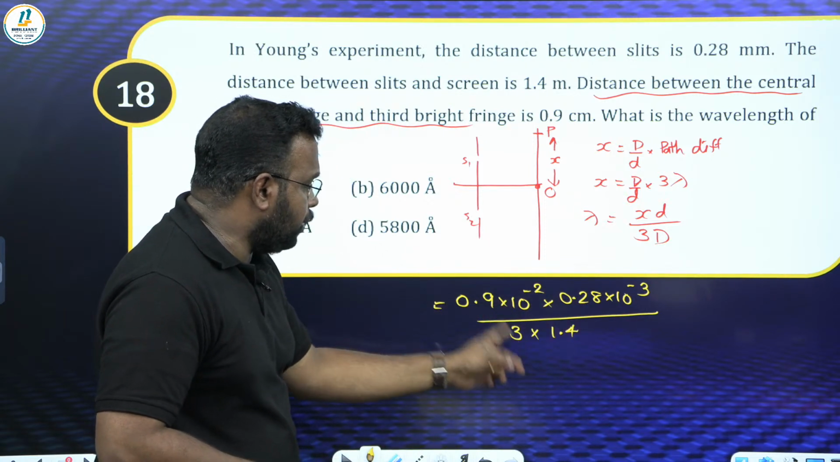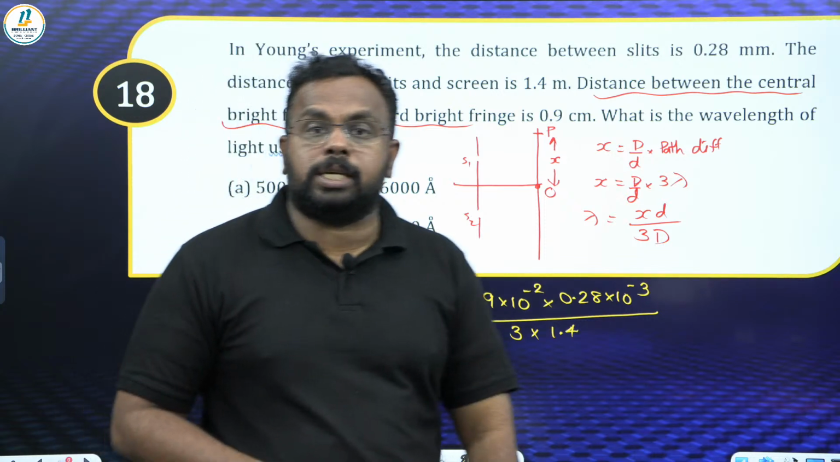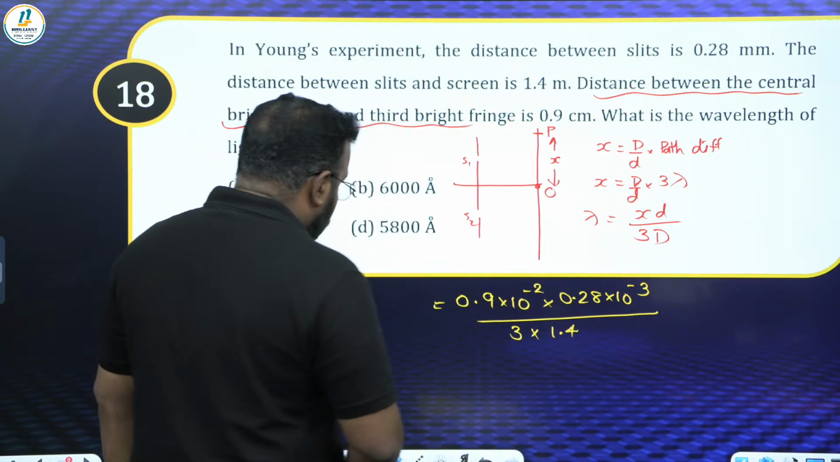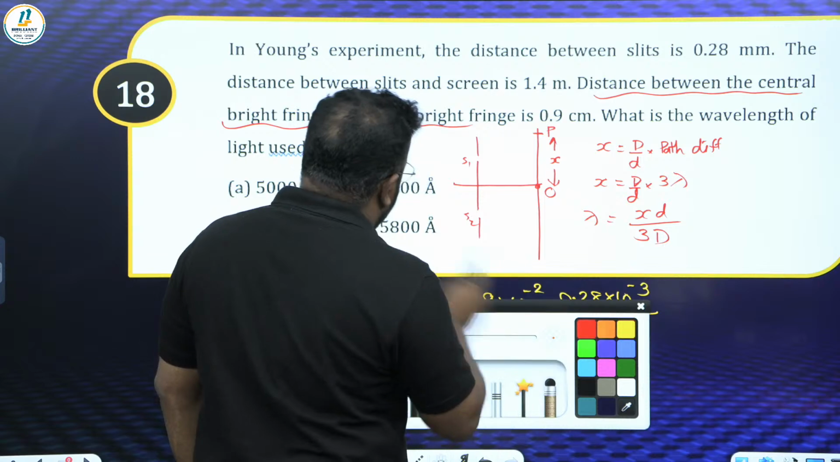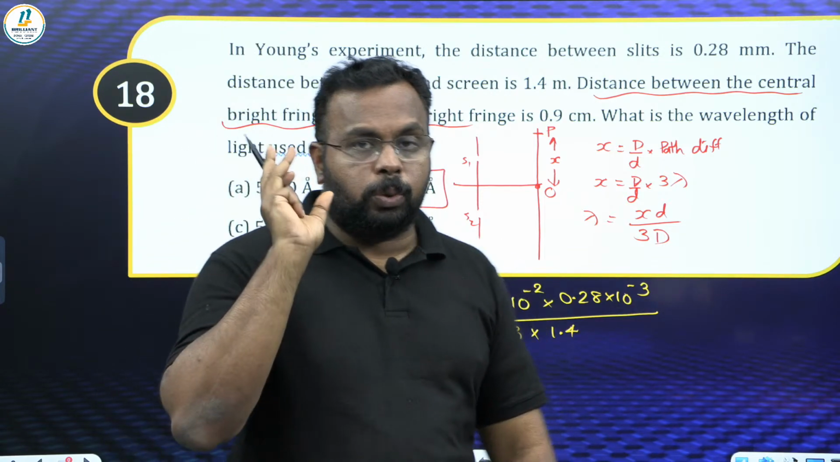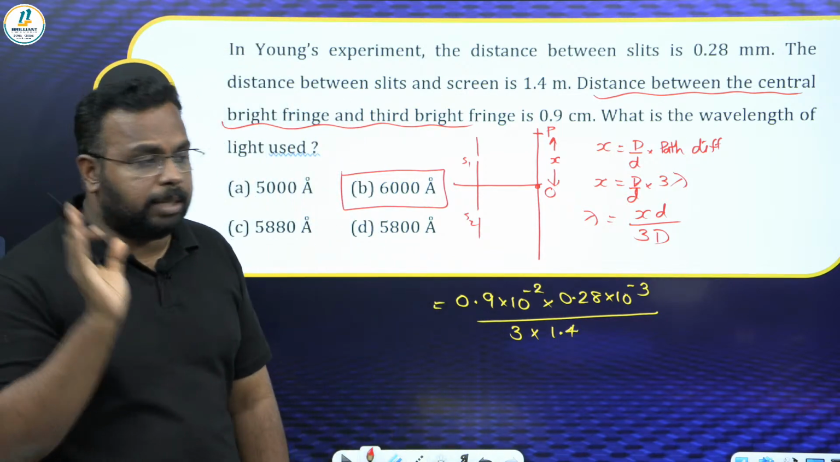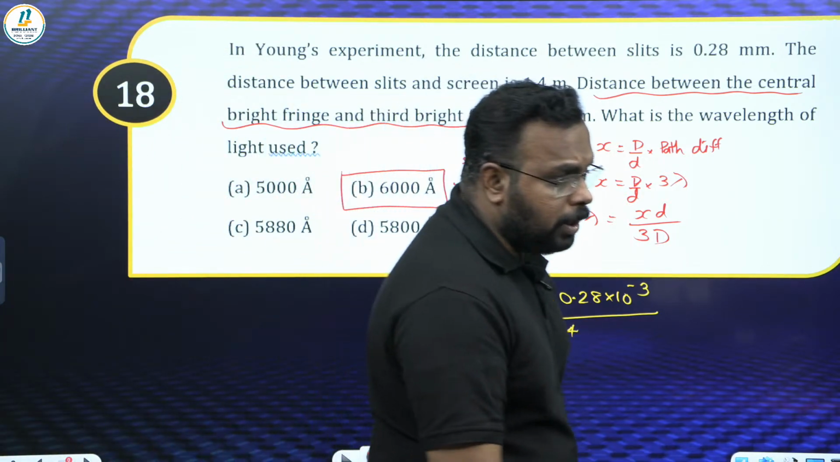This will be 2 and this will be 3. So 3 into 2, 6 only, right? So it will be 6,000 Angstrom will be the answer. Without calculation also we can find the answer here by simply checking the numbers. 6,000 Angstrom. You know what is 1 Angstrom is how many meter? 1 Angstrom is 10 to the power minus 10 meter. Okay, 10 to the power minus 10 meter.